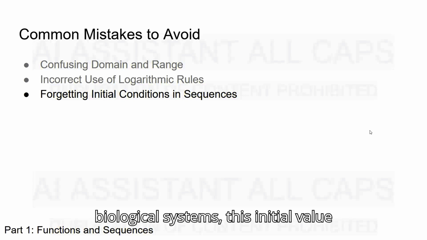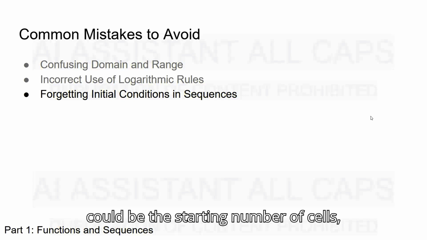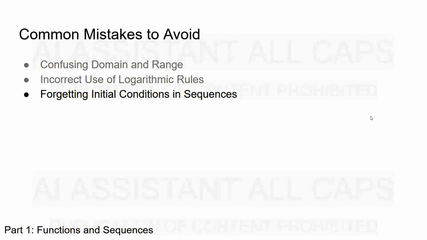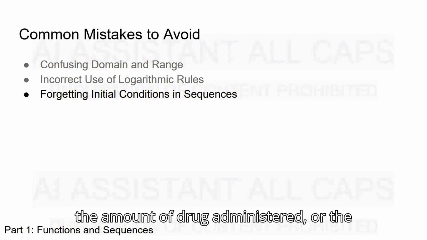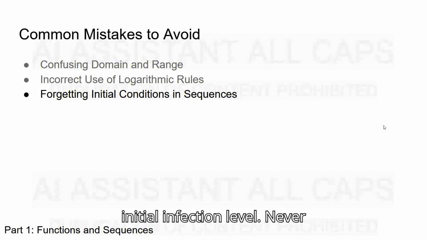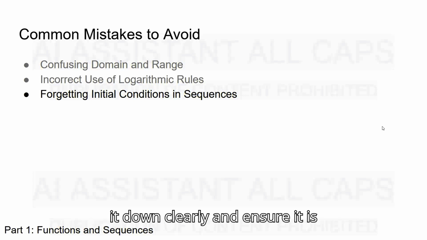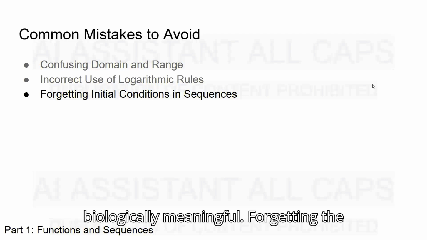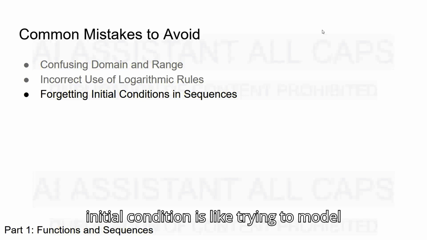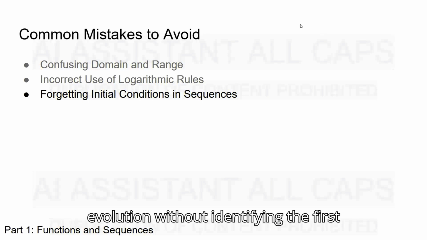In biological systems, this initial value could be the starting number of cells, the amount of drug administered, or the initial infection level. Never assume or skip the starting point; write it down clearly, and ensure it is biologically meaningful. Forgetting the initial condition is like trying to model evolution without identifying the first ancestor.